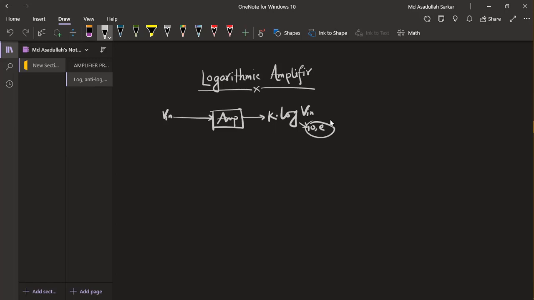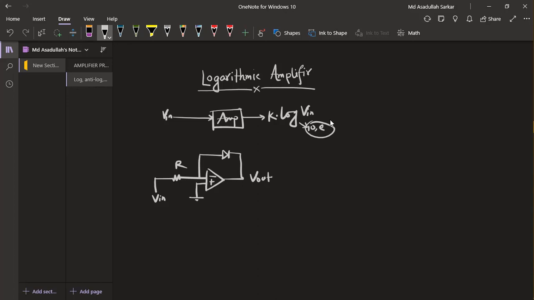For this purpose, we have a circuit. Firstly, we need to draw this circuit. Here is resistance R. There is an op-amp, and in the feedback path there is a diode. And this is our input voltage V in, and the non-inverting input is grounded. Here is our output V output.